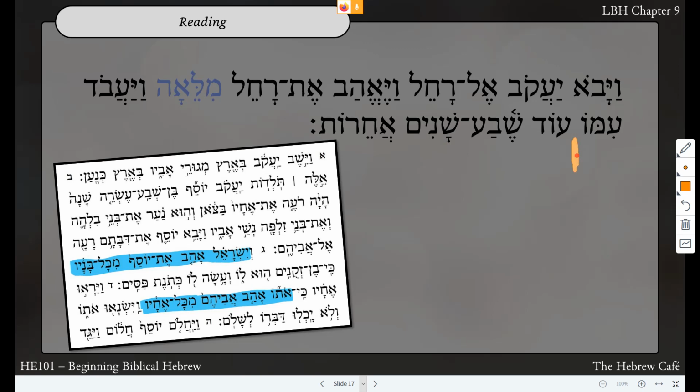Kind of breaking up right there, if you could repeat from here to the end. Vayavod imo. Od. This is Od. Od Shevashanim. Shanim is feminine. The word is Shana. It's feminine. The plural is Shanim. And the adjective that describes it would be feminine: Achivot. Sheva Shanim Achivot. Od Sheva Shanim Achivot. Od is more. Seven years others.